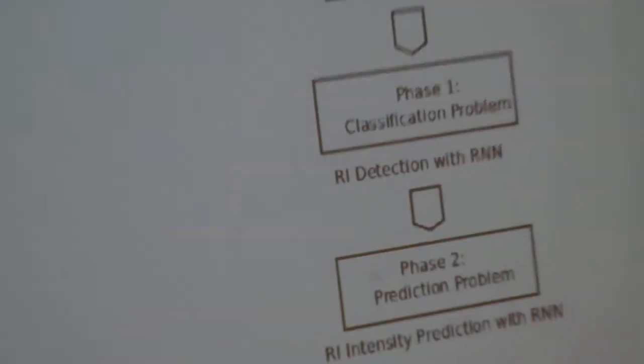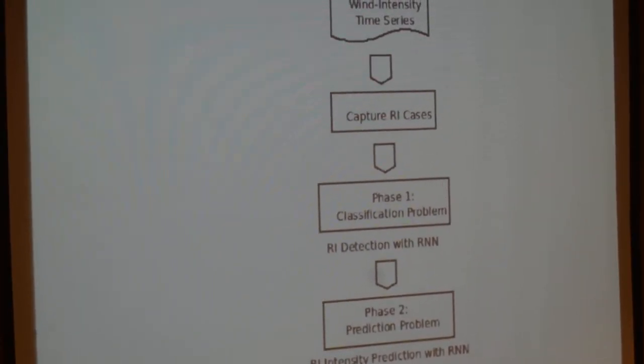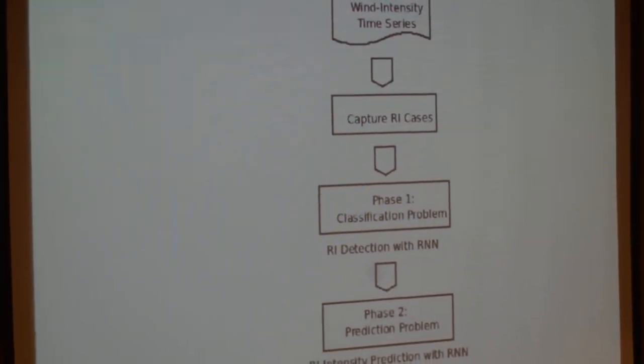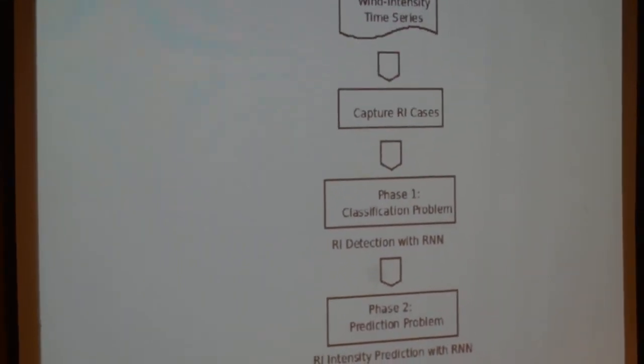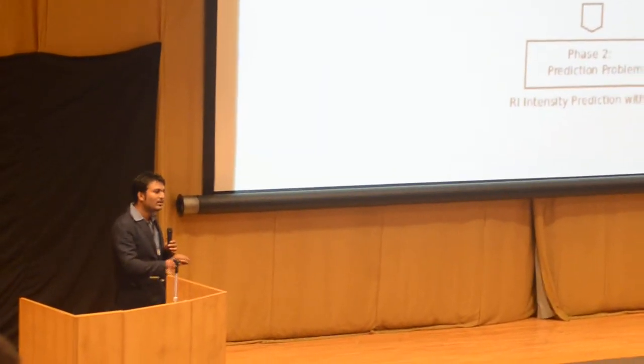For the method, as I discussed, we use convolutional recurrent neural networks, and we approach the problem in two phases. First, we view it as a classification problem where the neural network will classify, during a cyclone, whether there will be a rapid intensification case or not in the next 24 hours. So if the model is live, during the life cycle of a cyclone, if you check with the model, it will just say a yes or a no, whether in the next 24 hours there will be a rapid intensification or not.